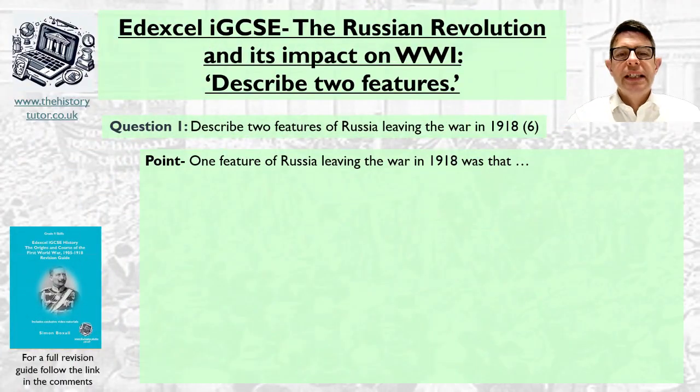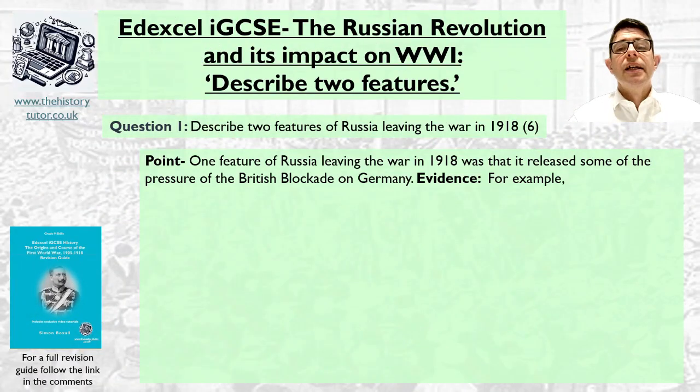Okay, so let's go through this step by step. Try and make an opening point first of all. In my plan, I was suggesting it helping with the supplies and food crisis. Maybe you have your own idea. So write your first point. One feature of Russia leaving the war in 1918 was that. Give it just an opening point. Put it down, away you go.